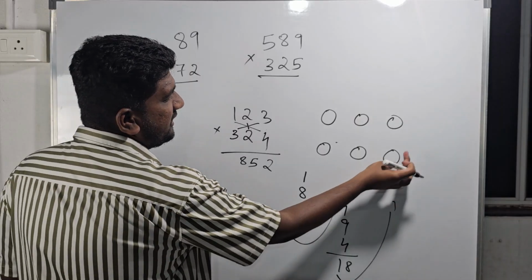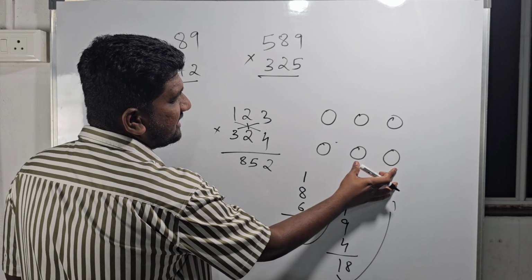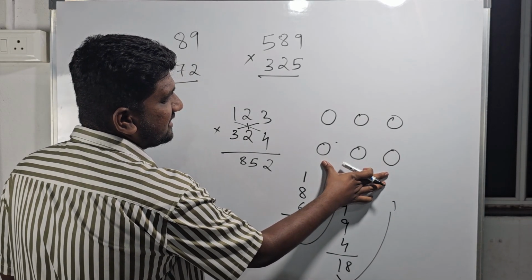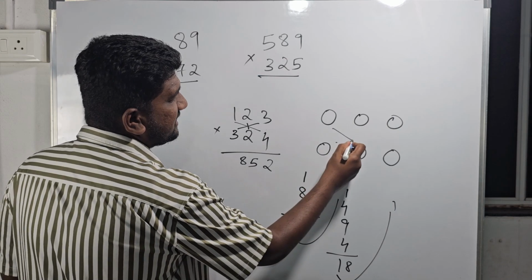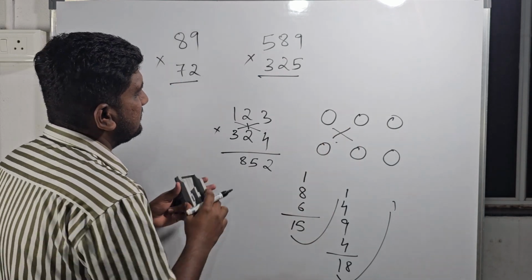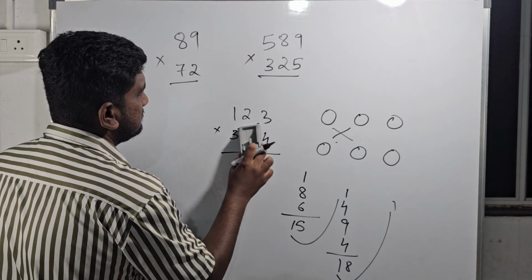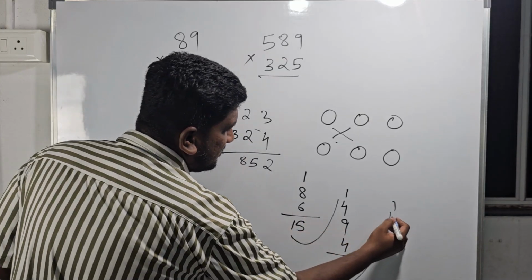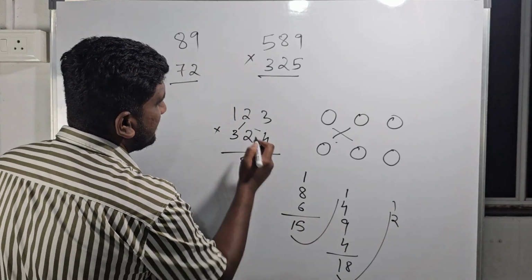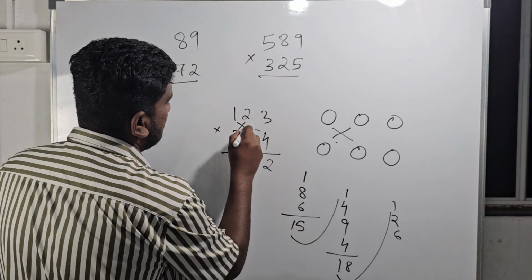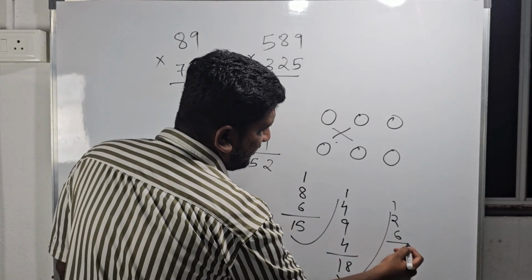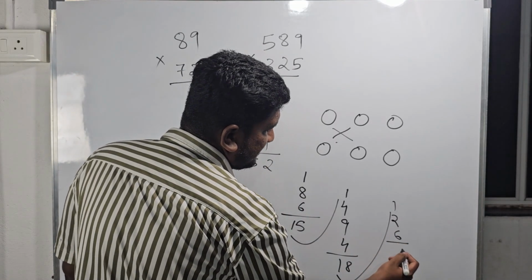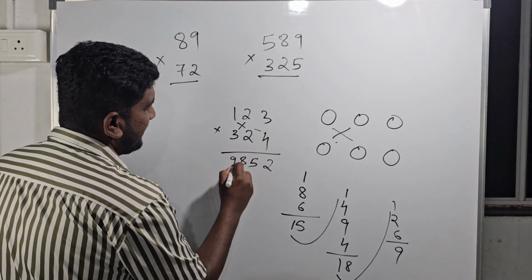We have taken, first we took 2 digits, then we took 4 digits, then we took all the 6 digits. Now we'll take the last 4 digits. So we have to multiply these two. 1 times 2 is 2 and 2 times 3 is 6. So we'll add all this. 1 plus 2 is 3, plus 6 is 9. So 9 I will write here.